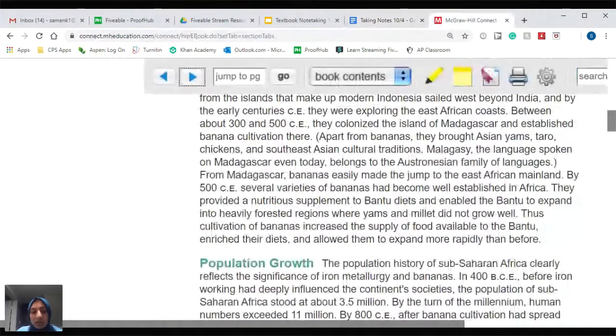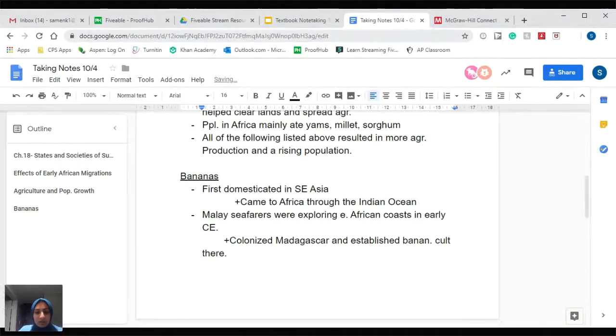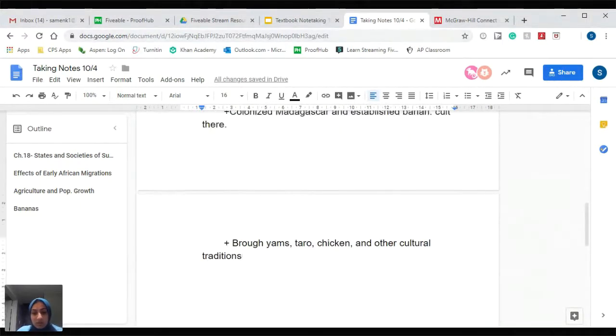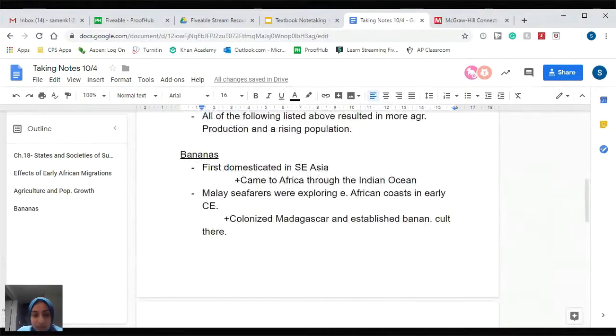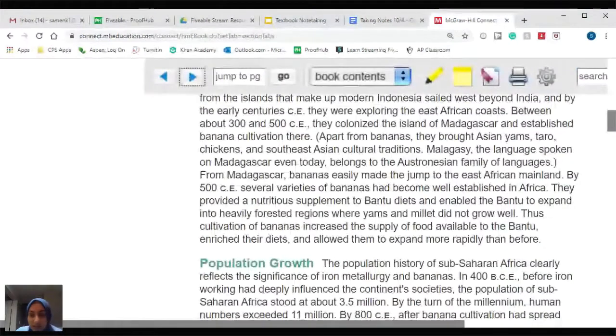And then we could also have a little subpoint, if you wanted, saying what else they brought. Like yams, taro, chickens were also brought. So we could say brought yams, taro, chicken, and other cultural traditions. Yeah, here I just summed up what this was trying to say. And then let's see what else it says.